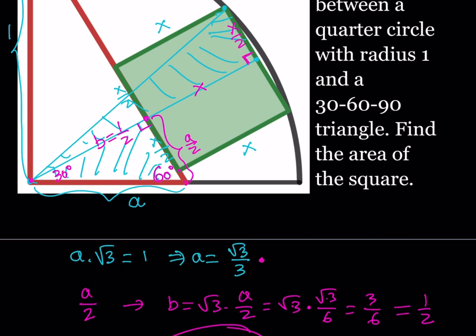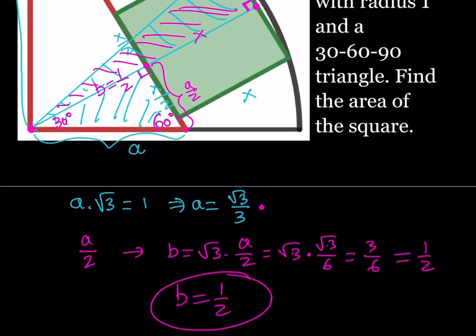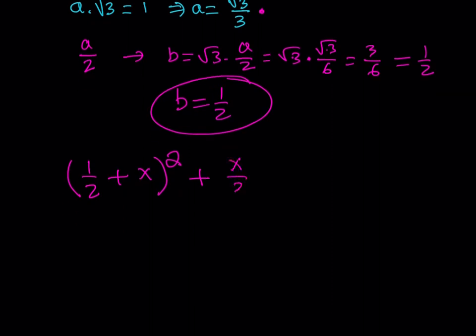Beautiful, right? Okay, so now in this right triangle, which I'm going to shade again, I can use the Pythagorean theorem. How? Well, the base is 1/2 plus x. And then the height is x over 2. And the hypotenuse is the radius of the quarter circle, which is 1. Okay, so here we go. We have (1/2 plus x) squared, right? Plus, okay, half of x. Remember, the height is half of x. Half of x squared. And the radius squared is 1.